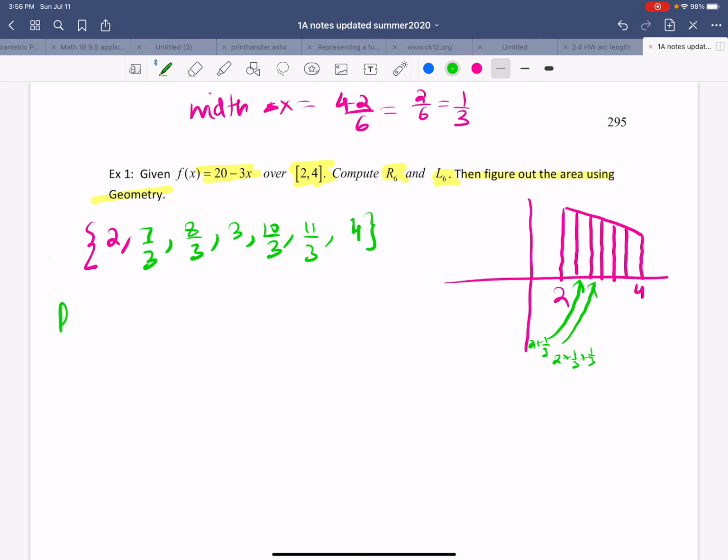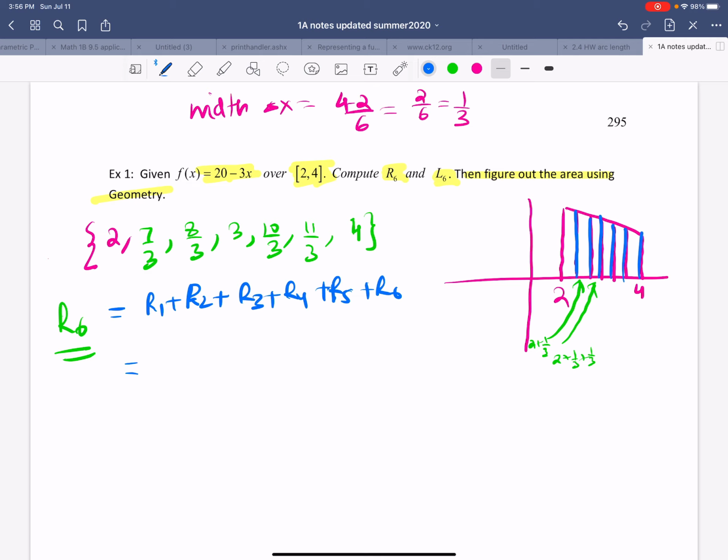Okay. So for R6, keep in mind we talked about how you only use the right-handed heights. For R6, I'm going to be using this height, this height, this height, this height, this height, and this height. I will not be using f of 2, the height when x is 2. To find the area under the curve, I'm going to add the areas of all these rectangles, and that would be my estimation. That would be my R6, the sum of the 6 rectangles.